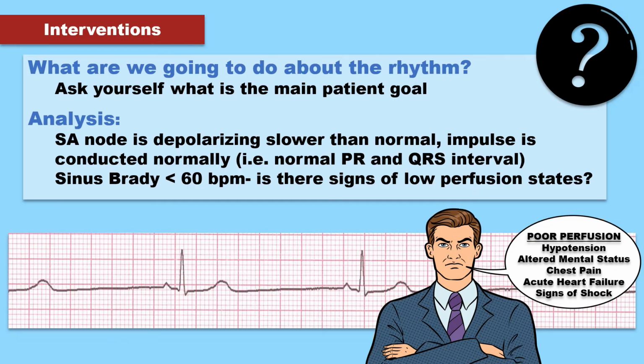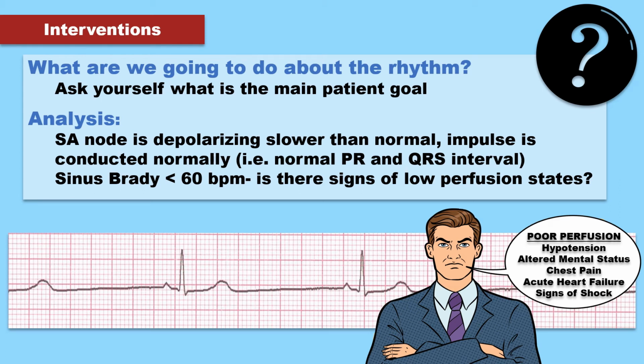With any rhythm, we have to ask ourselves, what is the main patient goal? Well, in this case, if the heart rate's less than 60, then it gets a little bit tricky and sticky. We only perform an action or implement a plan of care if the patient's showing signs and symptoms of low oxygen or low perfusion. No signs and symptoms, then they're probably like an athlete, and they pretty much naturally have this low resting heart rate. Their heart is so strong it can pump out enough oxygen with less beats.